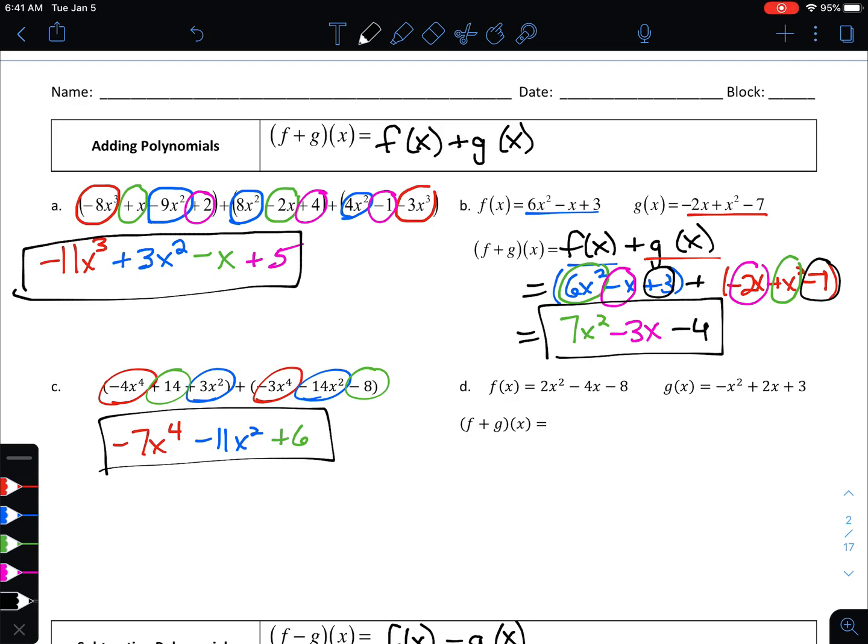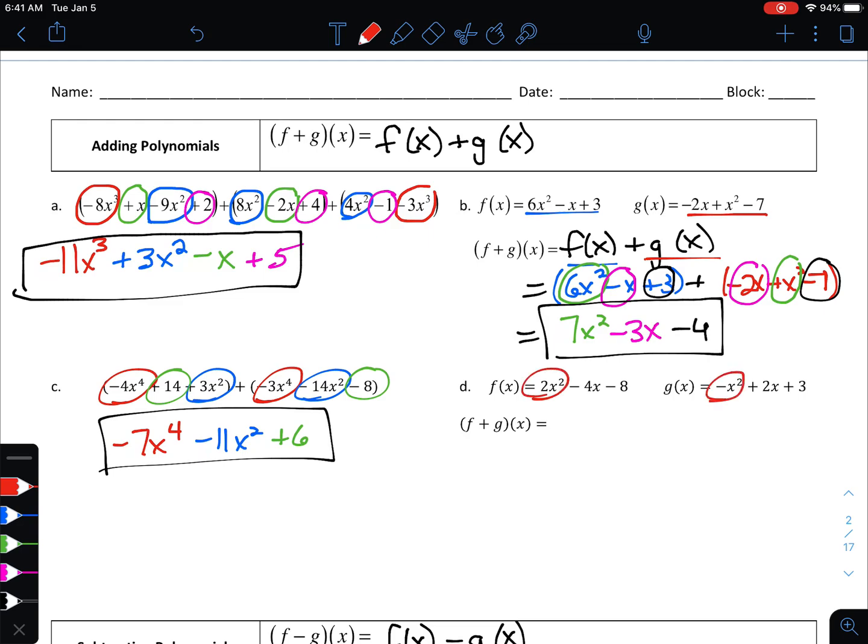All right, so in example D, I'm not going to write this one all the way out. Refer to example B, but we're really just adding these two functions together. So we're taking f plus g of x. So we're looking for where our highest exponent is. That's going to be x squared.